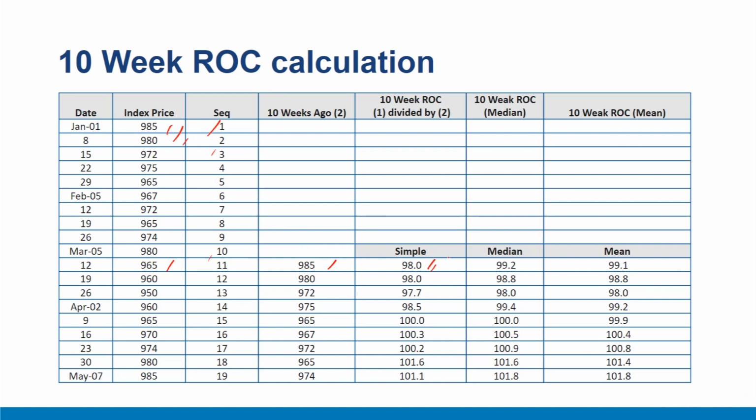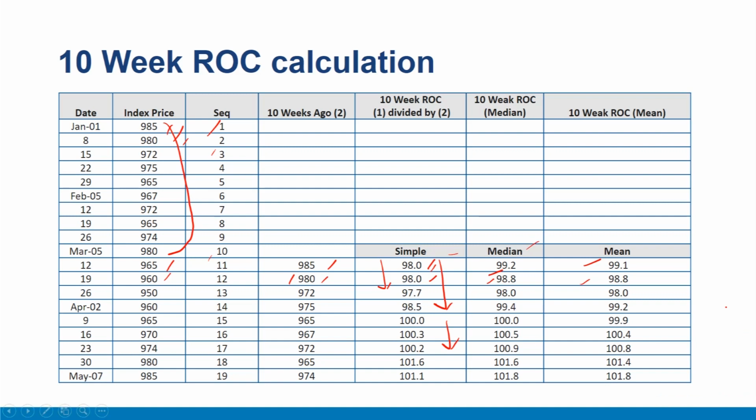Instead of dividing by 985, I can divide by the median of the previous 10-week values, which results in a value of 99.2, or I can use the mean, which results in 99.1. Similarly, as we roll one week ahead, the value is 960 and the 10-week previous value is 980. Again, using a similar procedure, we can compute with the simple 10-week-ago value, or we can use the median or mean, and then we can keep on rolling over and over. This way we get three readings for simple, median and mean.